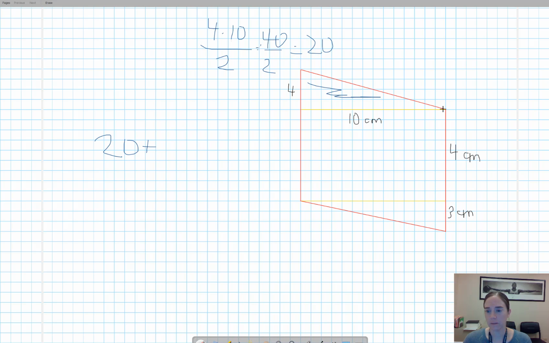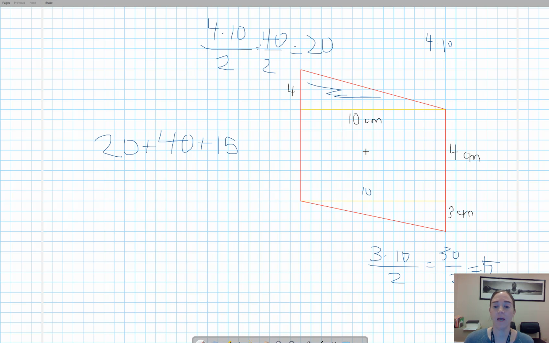Then my next spot here is this rectangle in the middle. For the rectangle, you just have to do base times height. So I would just do 4 times 10, which is 40. So I'd add 40 here. And then for my last one, this side here is going to be the same as this one, so that's also going to be 10. Then we have 3, this is a triangle, so we have to do 3 times 10 divided by 2. So 3 times 10 is 30, and you divide that by 2, which gives you 15. Add 15.